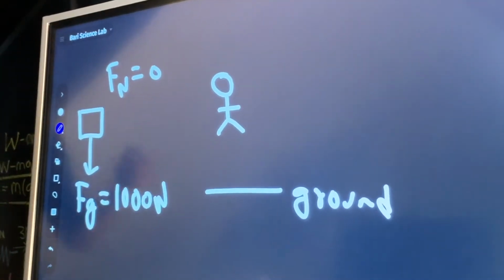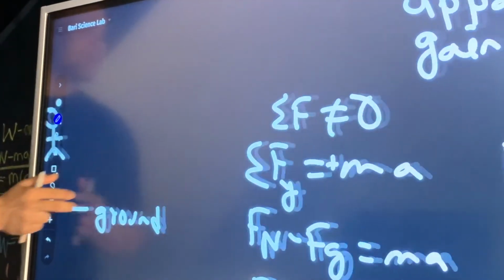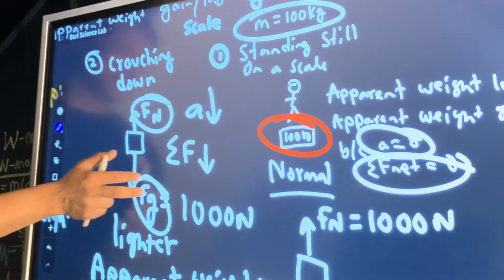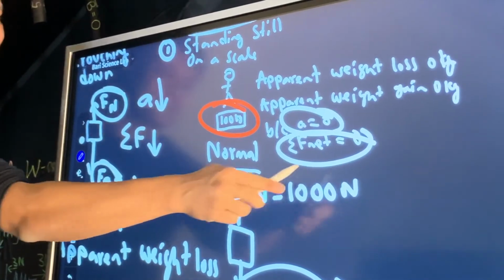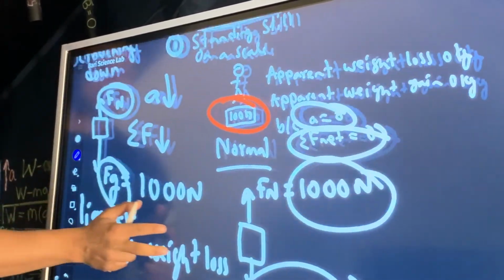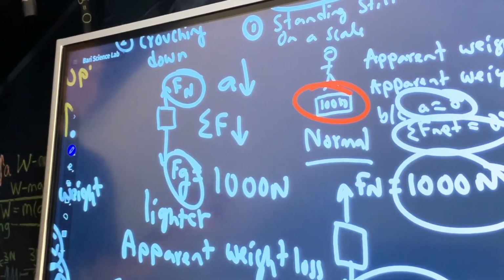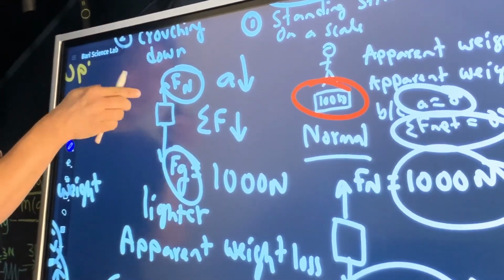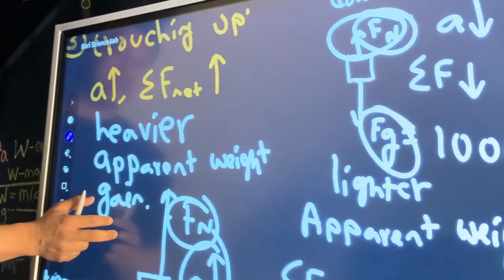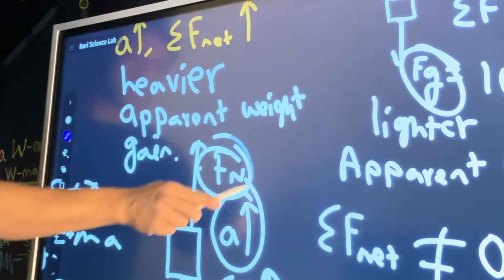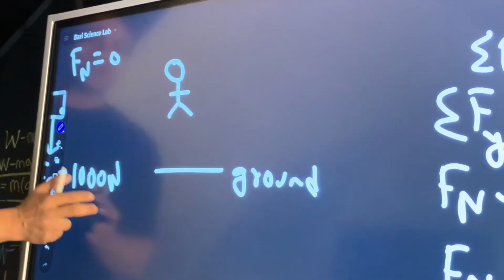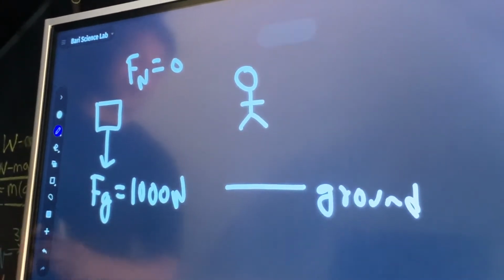So in scenario number 1, the normal force was equal in magnitude and opposite in direction. That means the normal force was 1000 Newton. In the second scenario, when there was a negative acceleration, there was a smaller normal force. In the third scenario, there was a bigger normal force, as you see. Now in the fourth scenario, the normal force is 0.